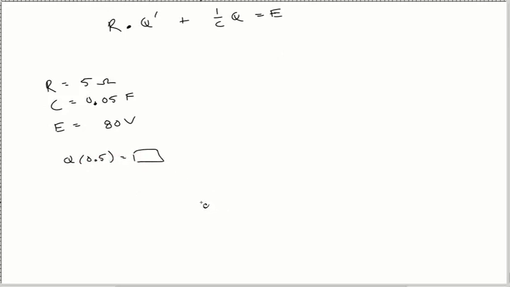I believe that's a T value, like in time. So over time. And then my H is a 0.1. So, oh, and they give me one other thing. Q of 0 is 0.